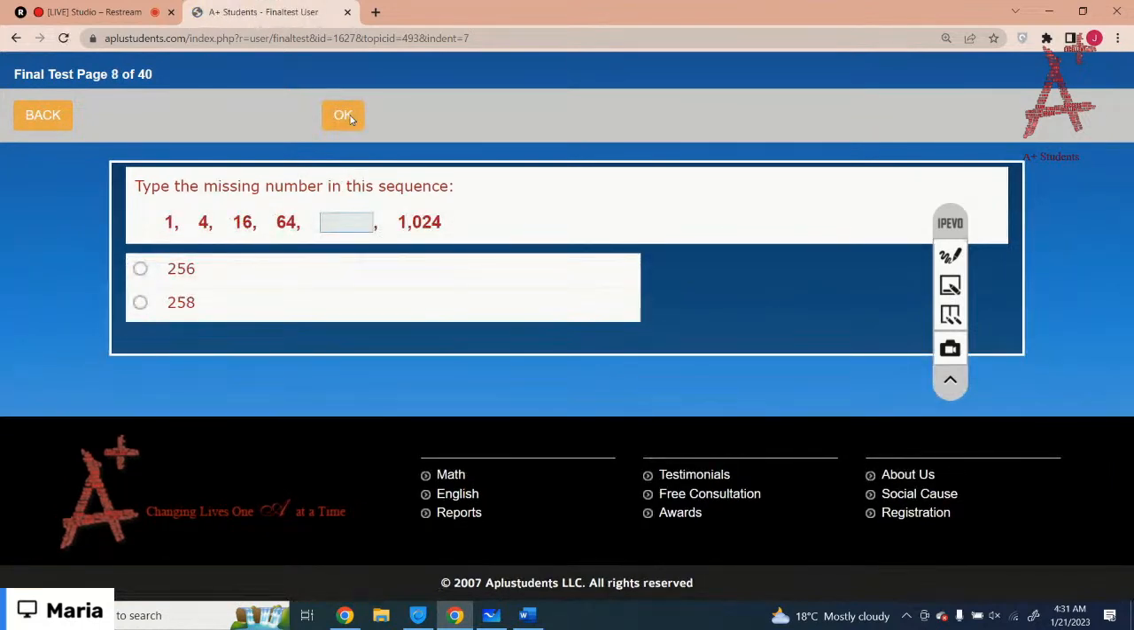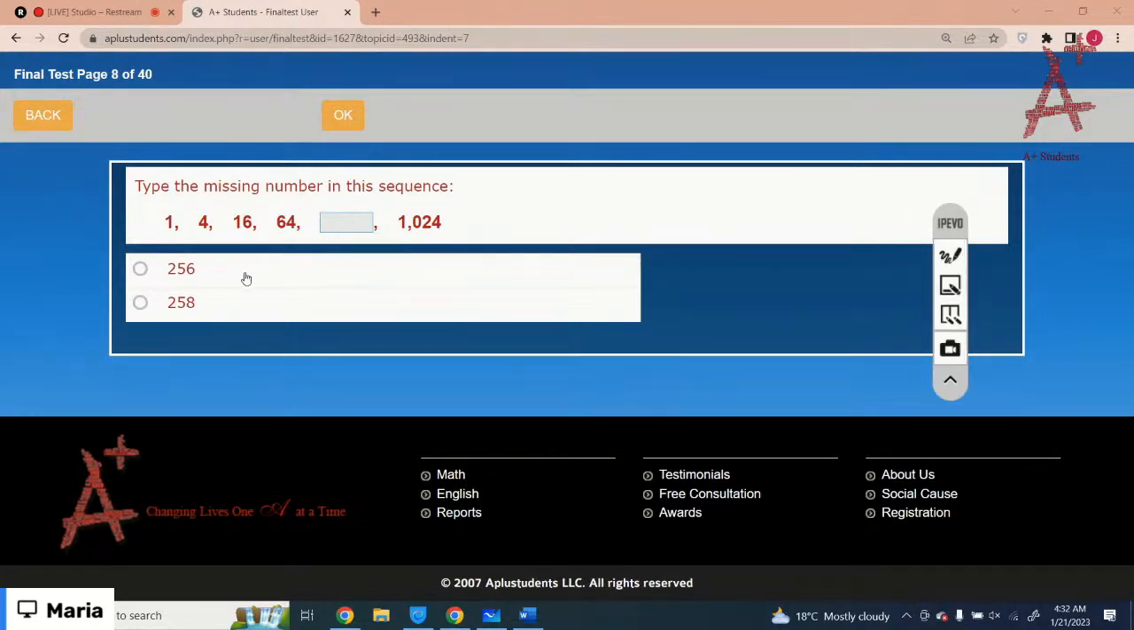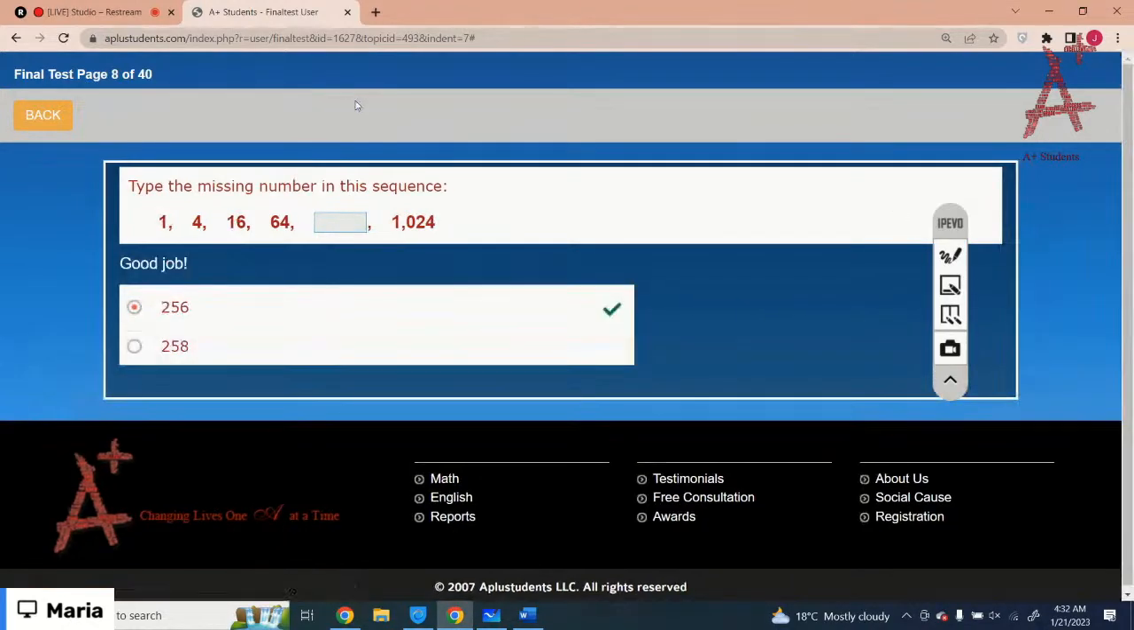Okay, the next one is type the missing number in the sequence. 1 times 4 is 4. 4 times 4 is 16. 16 times 4 is 64. And 64 times 4, got it? That would be 256. So the correct option is 256.